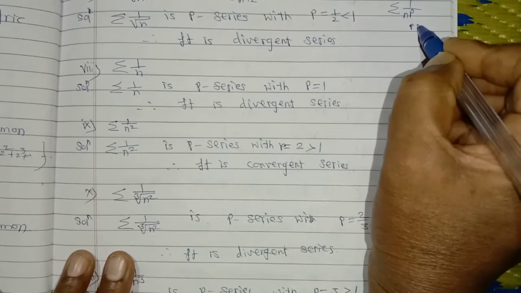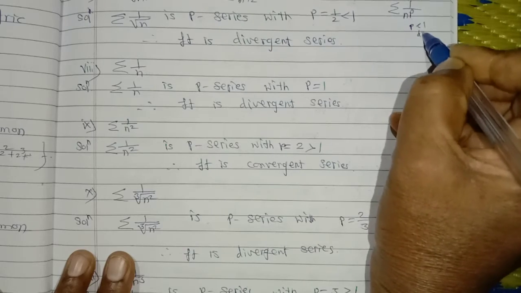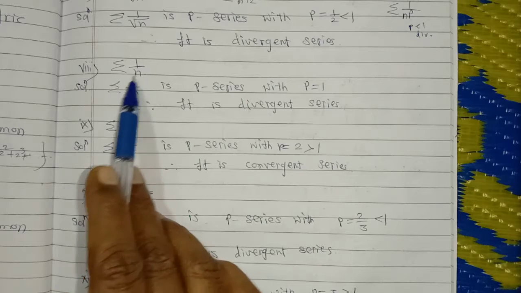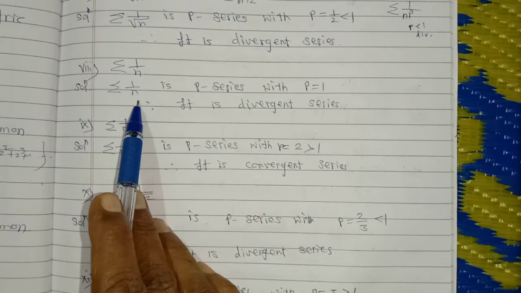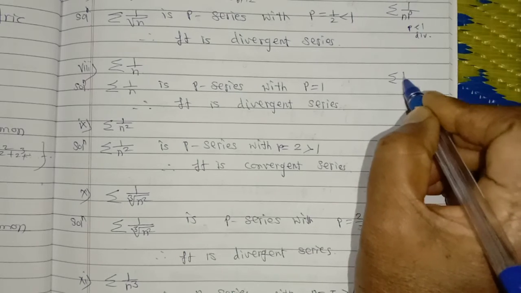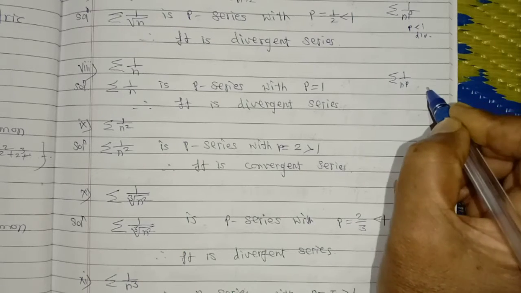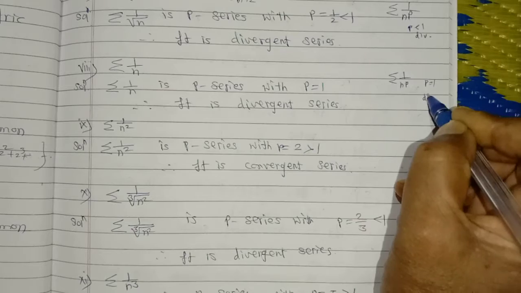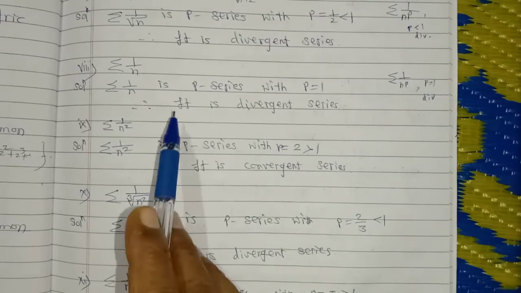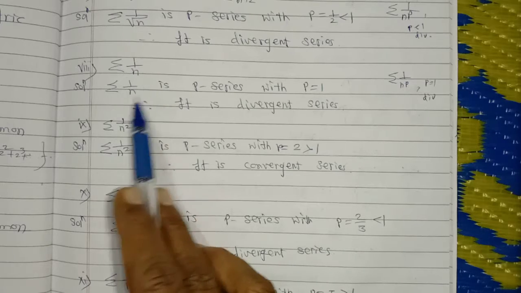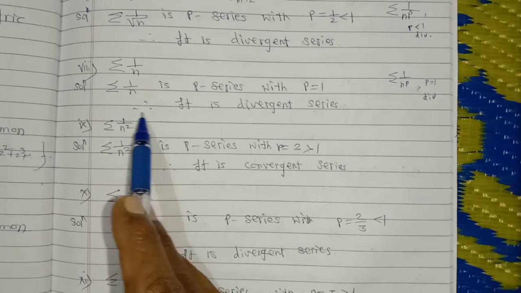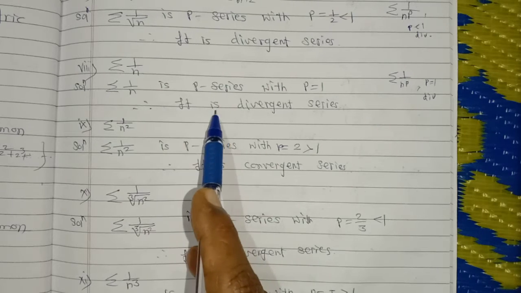P less than 1, divergent. Hence given series is divergent. Now we consider summation 1 upon n. We write given series in the solution. We also know that summation 1 upon n raised to p for p equal to 1 series is divergent. Here also in given series p equal to 1 and given series is summation 1 upon n. So summation 1 upon n is a divergent series.